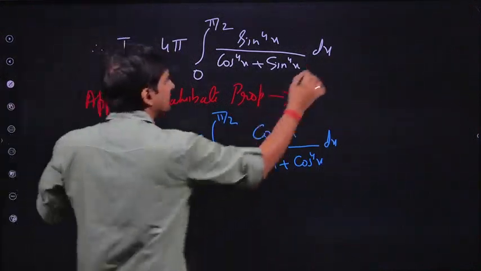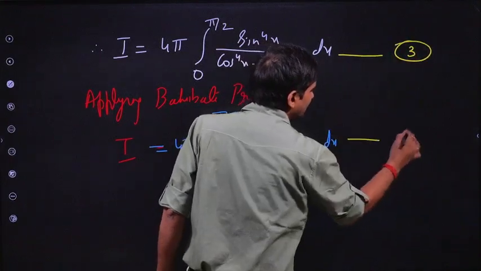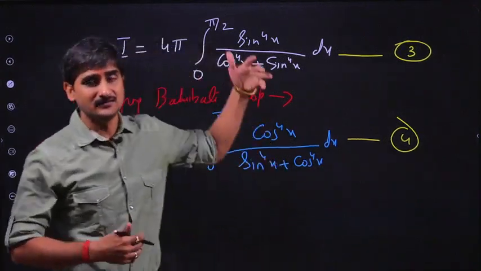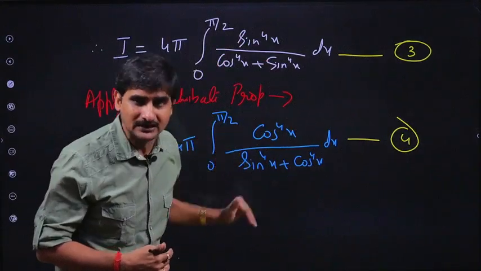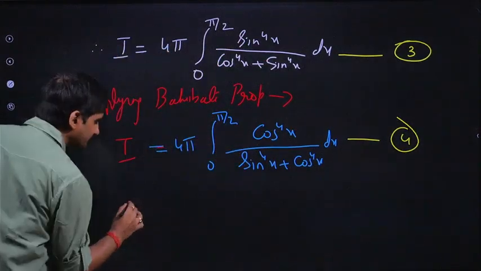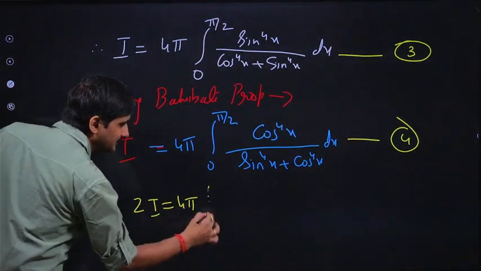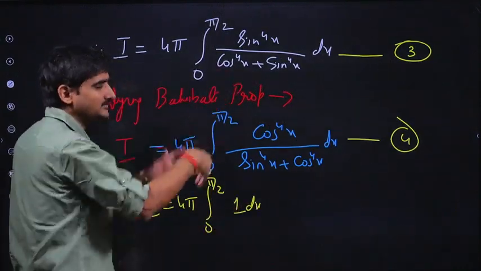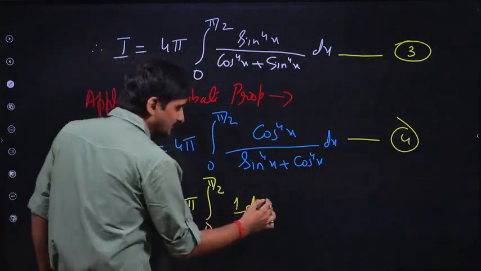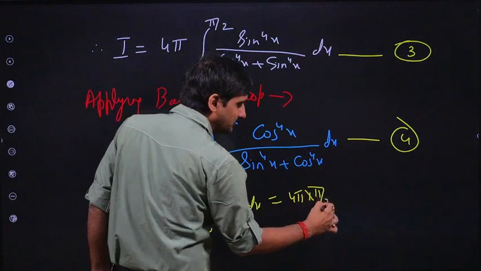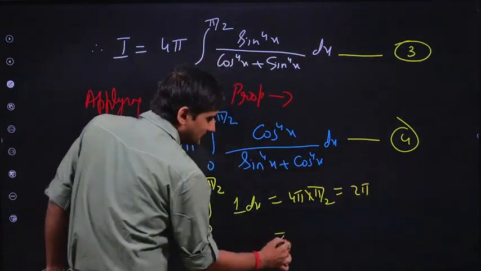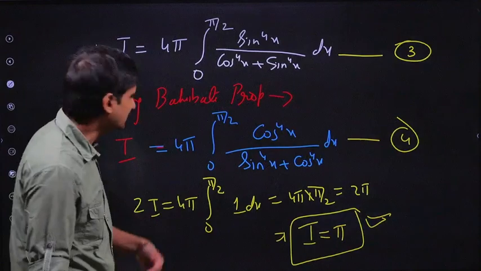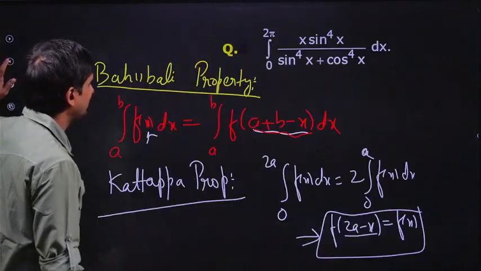And as I said, whenever we apply the Bahubali property, almost 90 to 95% of the time we add the given integral and the integral we get after applying the Bahubali property. So add them again. 2I is 4, and that's the beauty. You add them and you get 1 here. Denominator the same, sin 4 plus cos 4 in the numerator also, that gives you 1. So it is nothing but 4 into pi by 2, which is 2 pi. 2I is 2 pi, so I is pi. If I haven't committed any calculation error, that should be the answer. You should match it with the one which you all would have got.